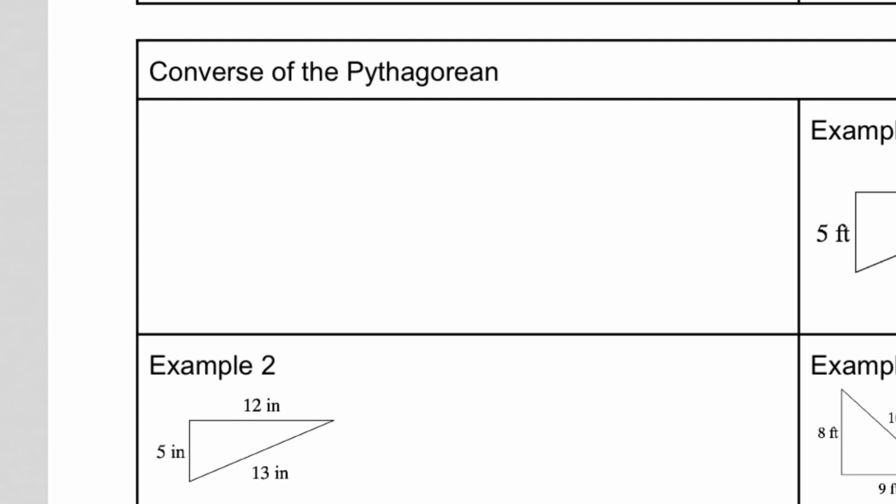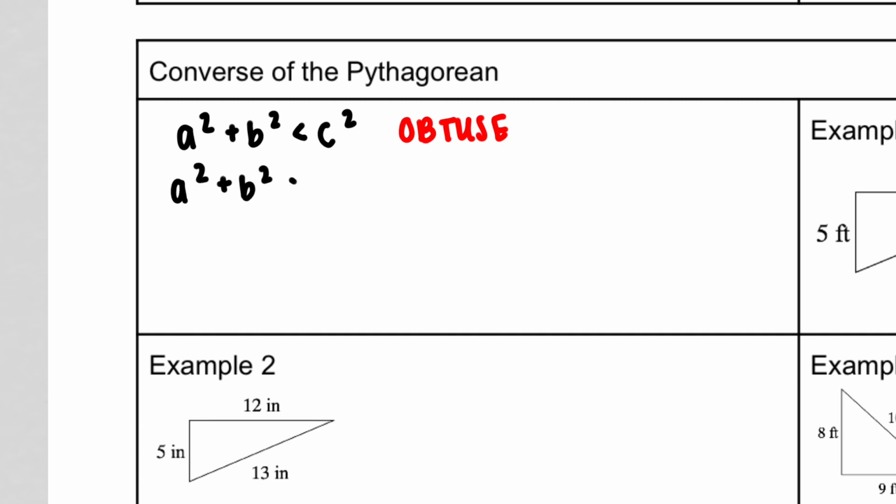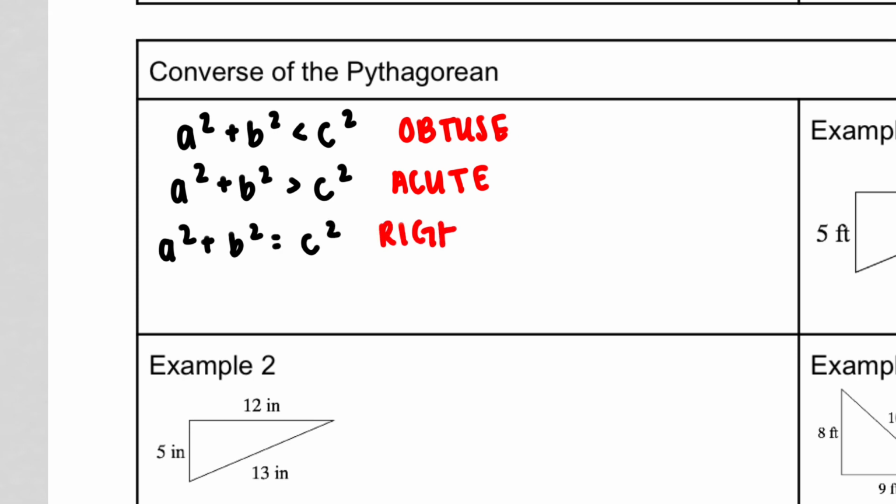So the converse of the Pythagorean tells us whether a triangle is an acute, obtuse, or right triangle. And there are 3 things that can happen. We're still using the Pythagorean theorem, but if we have a squared plus b squared is less than c squared, that tells us that we have an obtuse triangle. The next situation we could have is a squared plus b squared is greater than c squared, and this would be an acute triangle. And the last situation we have is a squared plus b squared is equal to c squared, and this is a right triangle.